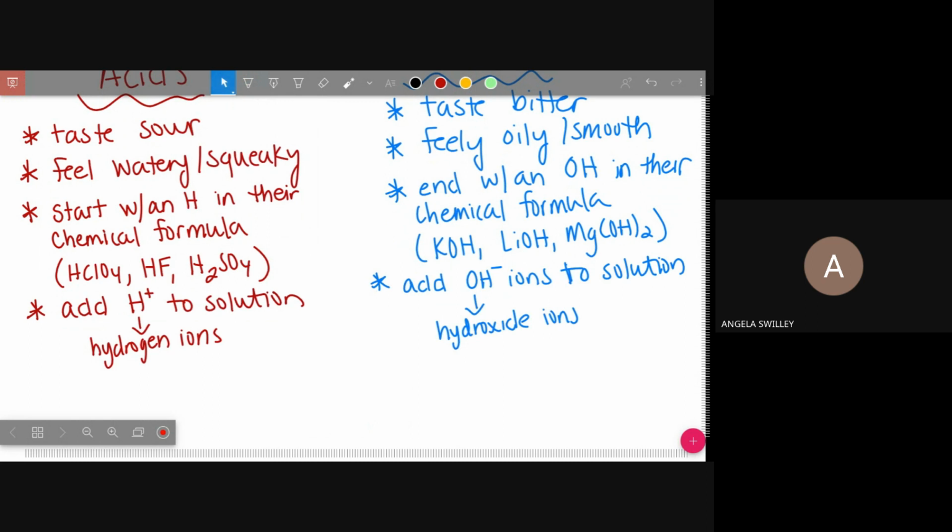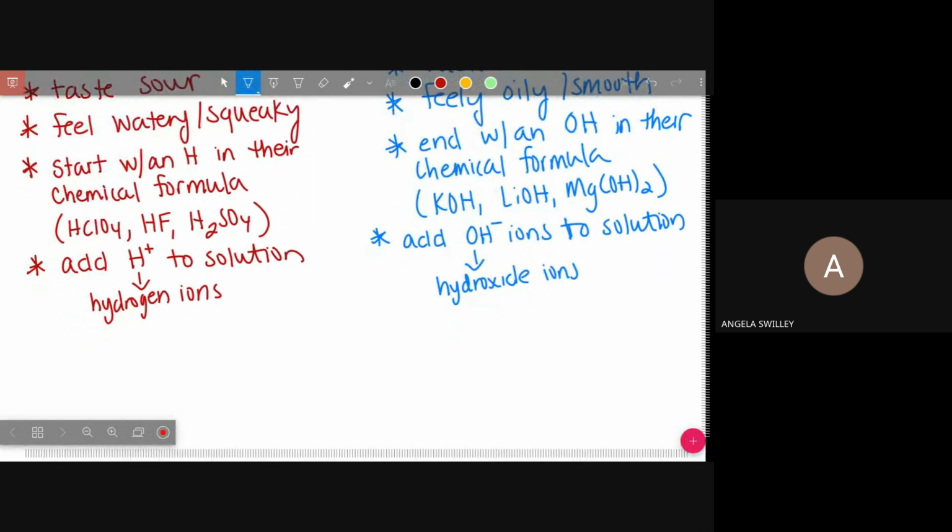Now, if you are using litmus paper to test something and it's acidic, it's going to turn litmus paper red. Now, we said that we have red litmus paper and blue litmus paper. So if you put the blue litmus paper into an acid, it will turn red. If you put the red litmus paper into an acid, it will stay red. It won't turn red because it's already red.